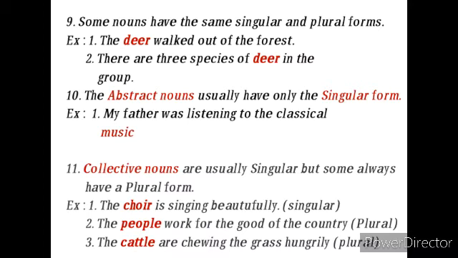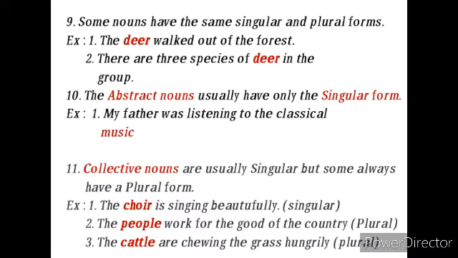Now come to point number 11. Collective nouns are usually singular, but some always have a plural form. So when we talk about a collective noun, it's usually singular, but some of these nouns sometimes show as plural. Like, the choir is singing beautifully. Here the choir is in singular form. The people work for the good of the country. The word people is a plural form. The cattle are chewing the grass hungrily. Here also the word cattle is in plural.